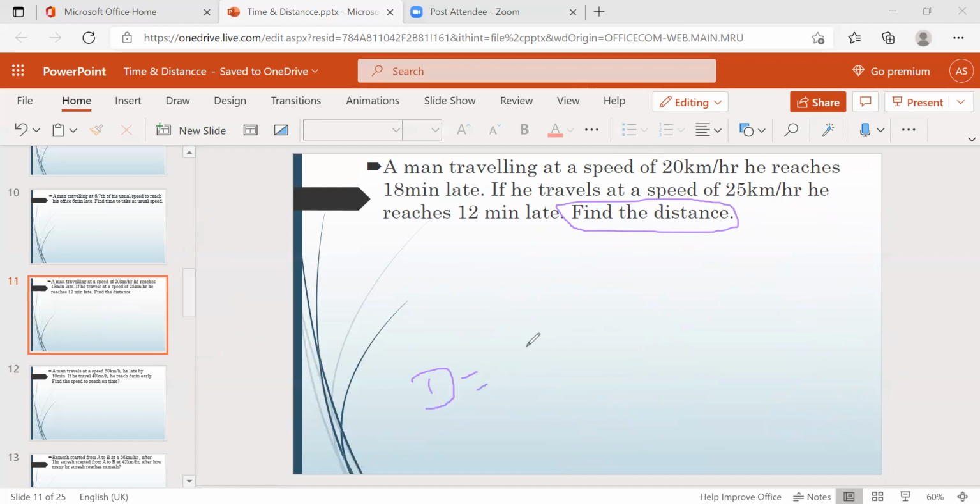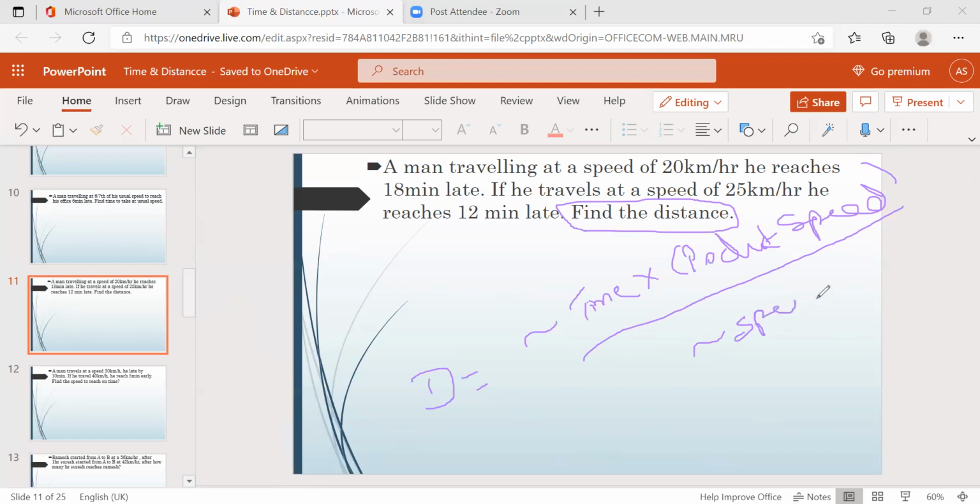Distance equals difference in time, multiplied by the product of speeds, divided by the difference in speed. So: difference of time into product of speed by difference of speed.